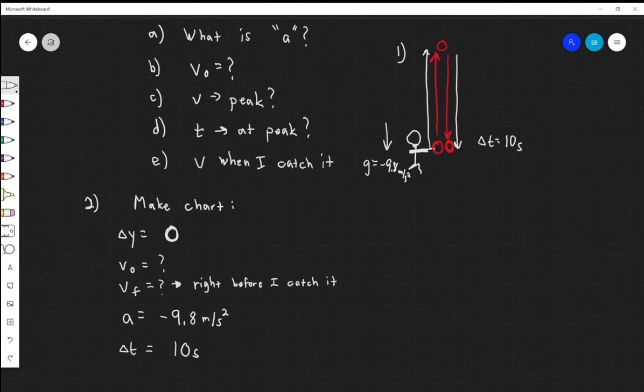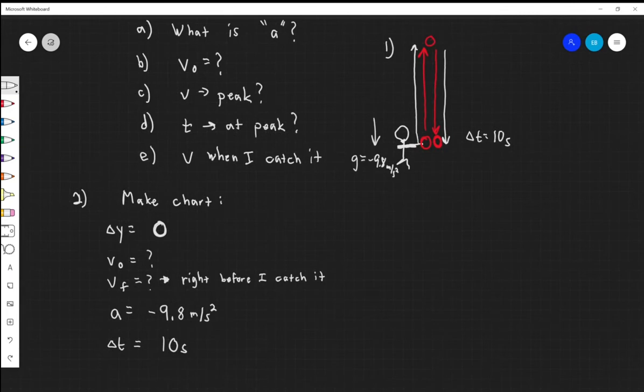Now we need to start figuring out some variables. For part A, what is the acceleration? Well, it's in our chart. It's negative 9.8 meters per second squared. Done. That question was easy. Part B, what is the initial velocity? Well, I don't know what v naught is, but I have all these kinematic equations. I have all these great equations I can use.